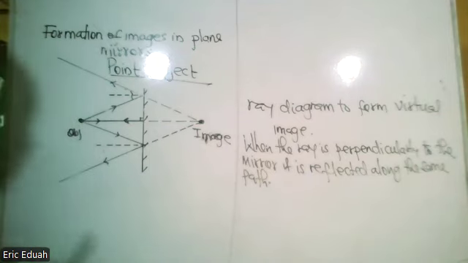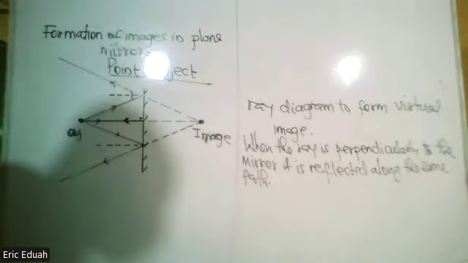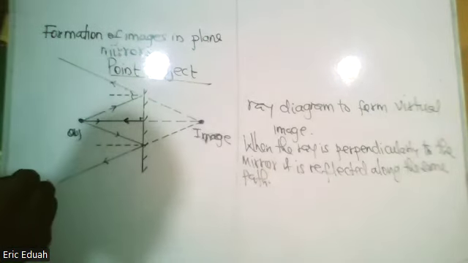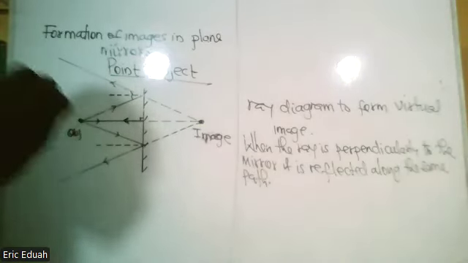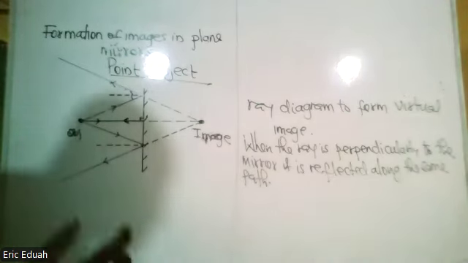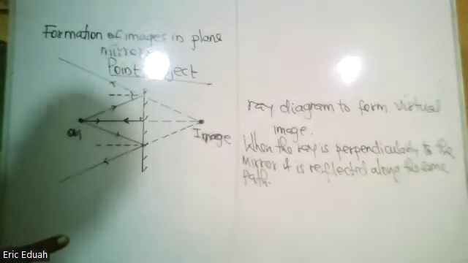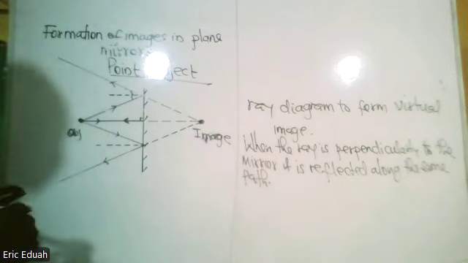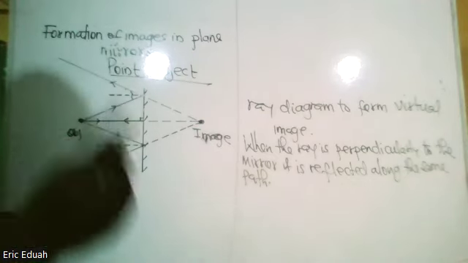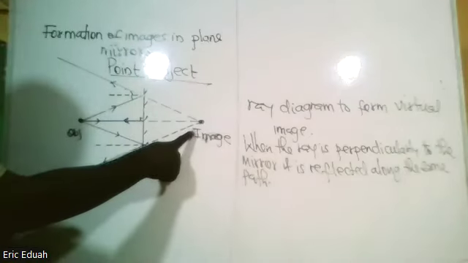Now, an image will be formed whenever 2 or more reflected rays actually meet or appear to be meeting. When 2 or more reflected rays actually meet, a real image will be formed. When 2 or more reflected rays appear to be meeting, a virtual image will be formed.